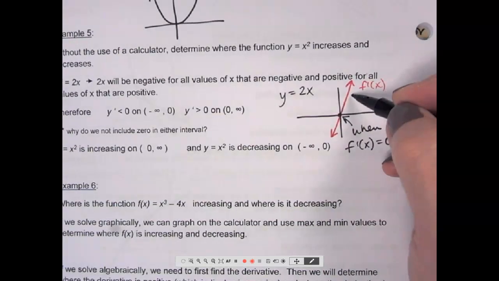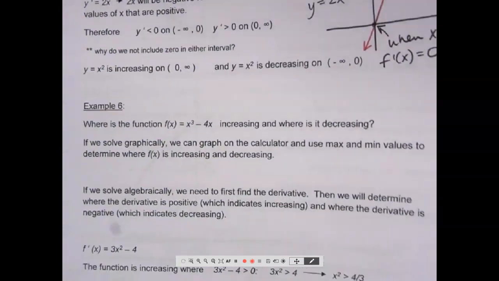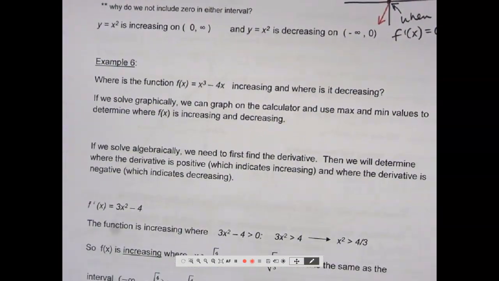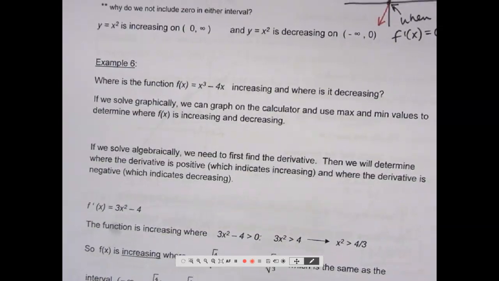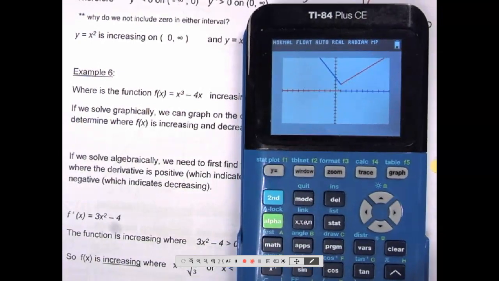Okay, so positive meant increasing, negative meant decreasing. Okay, where is this function increasing and where is it decreasing? If we solve graphically, we can graph on the calculator and use max and min values to determine where f of x is increasing and decreasing. Let's go ahead and look at that graph while we're mentioning it. So get a graphing calculator.